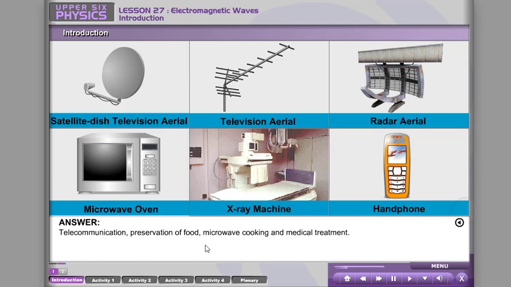Answer: telecommunication, preservation of food, microwave cooking, and medical treatment.